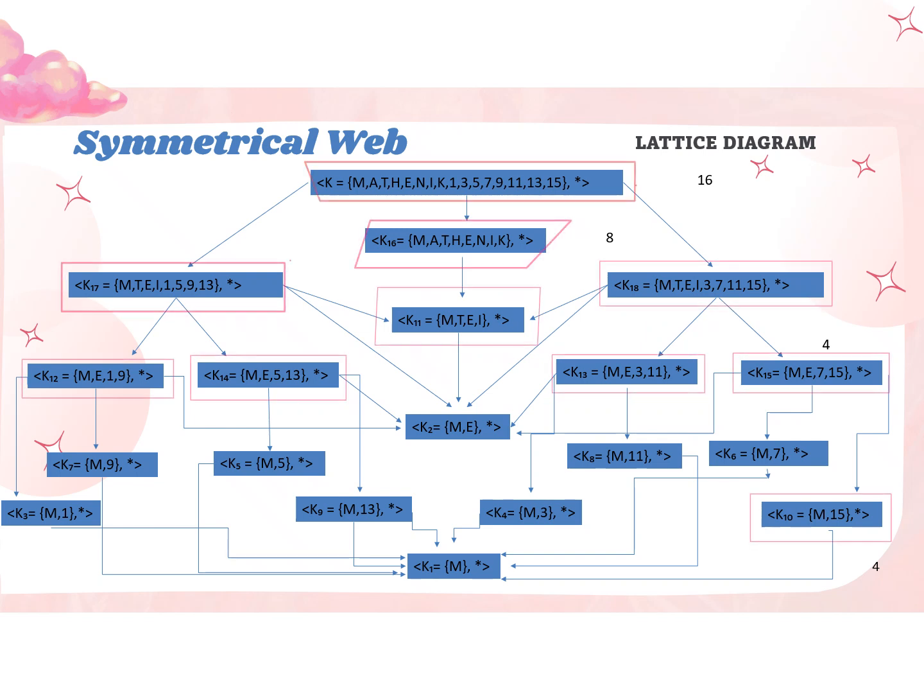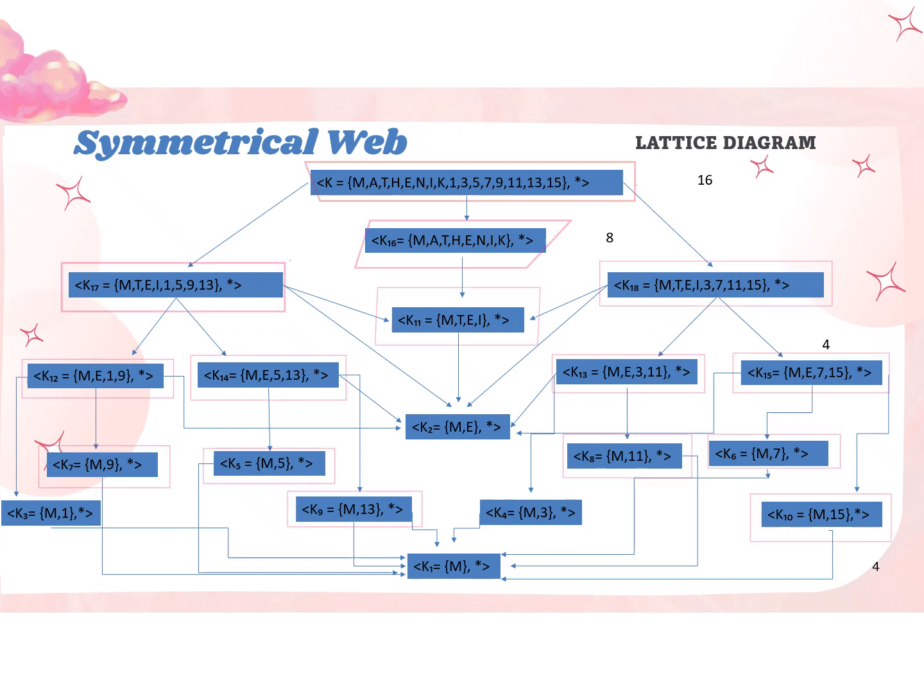So we have first K sub 10 containing the elements M and 15 under the binary operation. Then K sub 9 containing the elements M and 13 under the binary operation. Also K sub 8 containing the elements M and 11 under the binary operation. Also the K sub 7 containing the elements M and 9 under the binary operation. Also the K sub 6 containing the elements M and 7 under the binary operation.